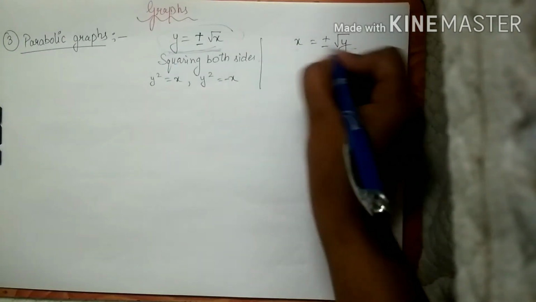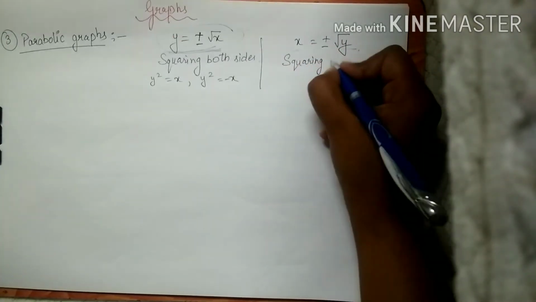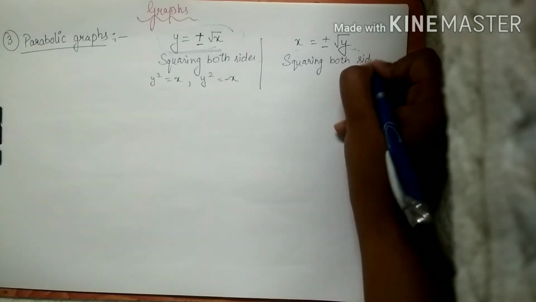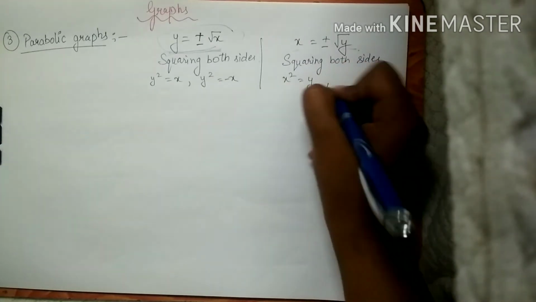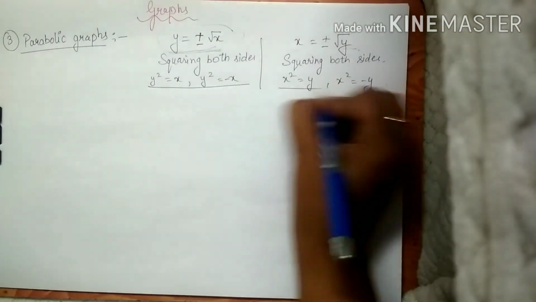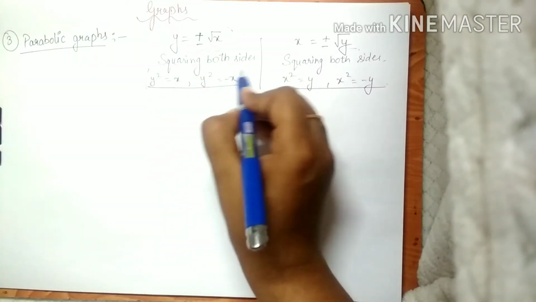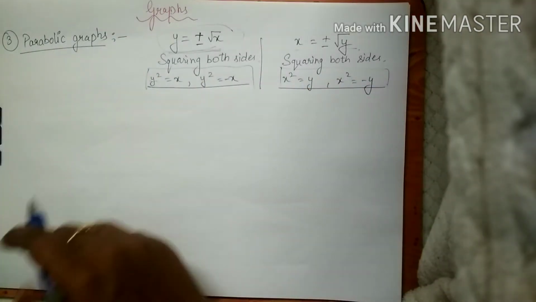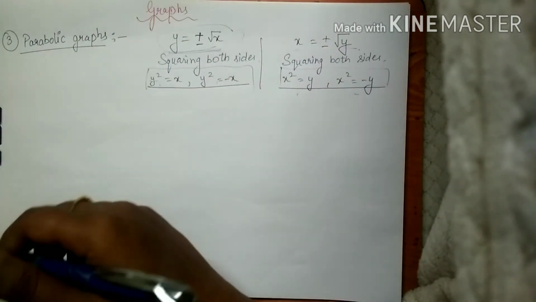And if I do squaring both sides in this equation, then from here also I can get two types of equation, x square is equals to y and x square is equals to minus y. So these are basically your four equations for parabolic graphs. If you get equations like these four in any of your questions, then you have to understand that the graph will be parabolic. But all of these four graphs will show the shapes in different quadrants.